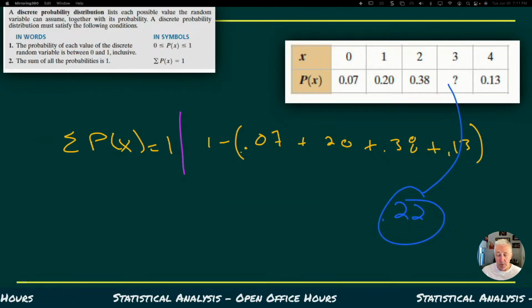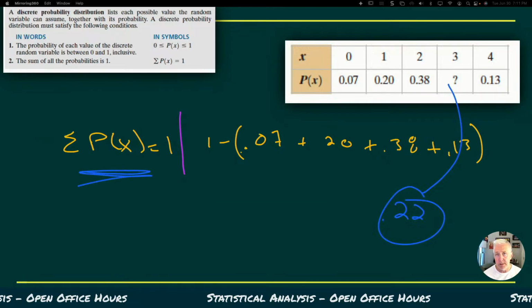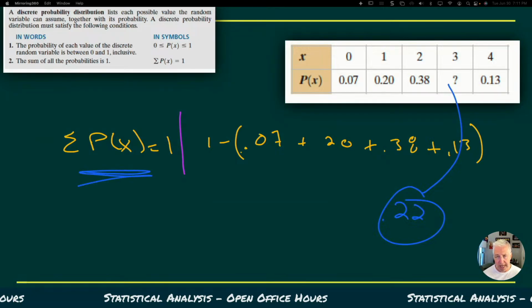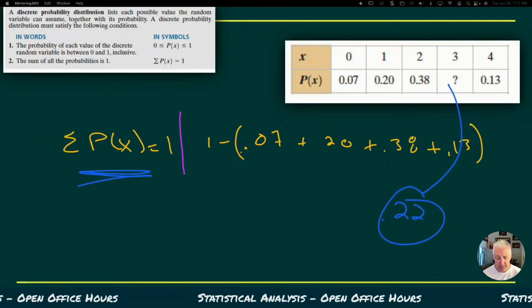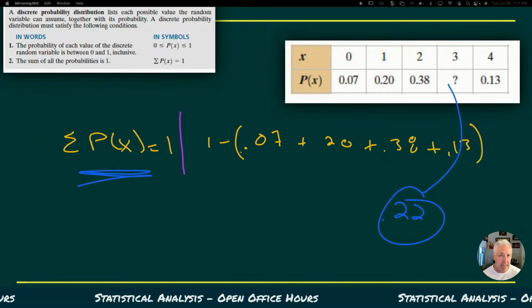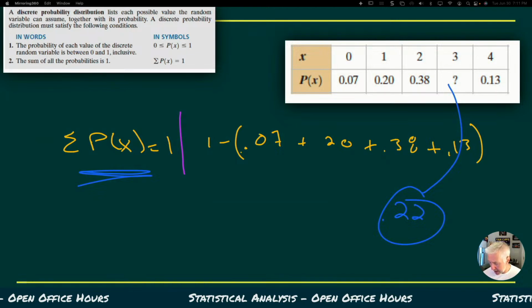So we add up all the values. We're looking at the complement. We're looking at one missing probability. Well, we know that the sum of the probabilities equals 1. So all we have to do is add up all the probabilities within this and subtract from 1, and that gives us our missing probability. So a very simple example of some of the things that you might see carrying over from our discussion in class.